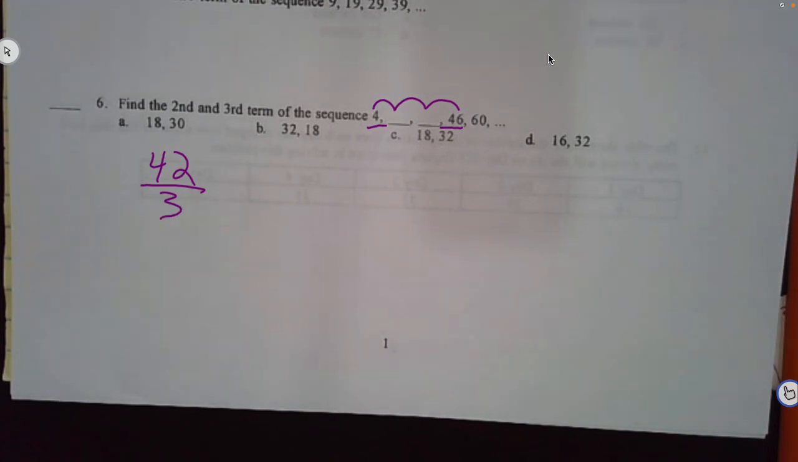What is 42 divided by 3? 14. So that means I'm going to add 14, and then I'm going to add 14. And that would tell me my 2 answers. I'll go over it one more time. What's 4 plus 14? 18. And then what's 18 plus 14? 32. Now, with the equation, I could do the same thing.